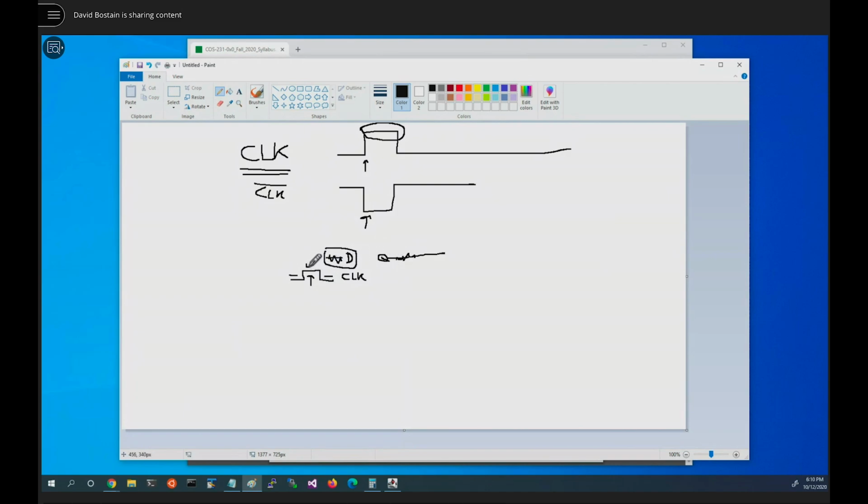As I mentioned earlier, if D is dancing around while the clock is high, whatever value it has when the clock drops is going to be the value that gets latched into Q. And we may have no control over that because the exact moment in time it's going to drop is not well known in the system. We have an approximate idea of when it's going to be, but two different pieces of hardware, two different D flip-flops, may do it slightly differently. The timing may be slightly different.